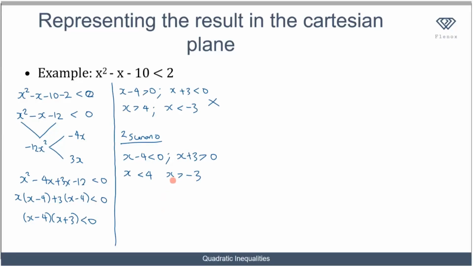So this is really reasonable, because we can have numbers that are greater than minus 3 while at the same time they are less than what? 4. For example, 1 and 2. 1 is greater than minus 3 and at the same time is less than 4.